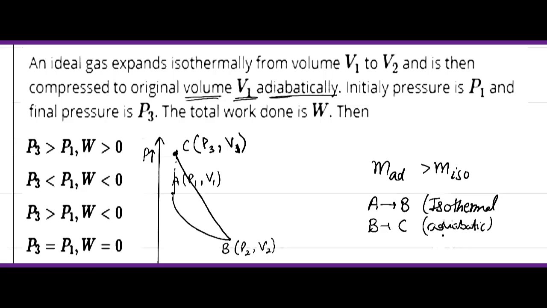Now we have to determine which pressure is greater, as it is indicating here that the pressure P1 is at this point and the pressure P3 is at this point, which concludes that P3 is greater than P1.